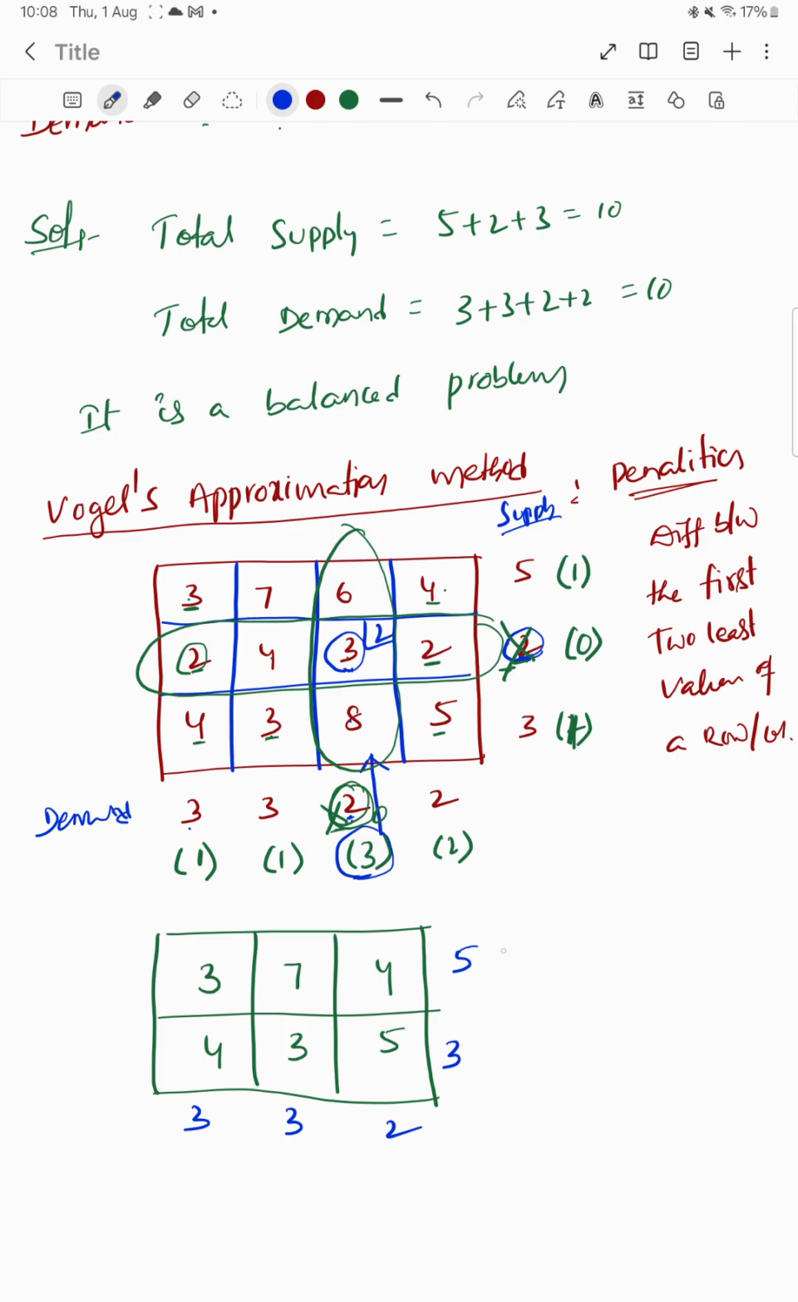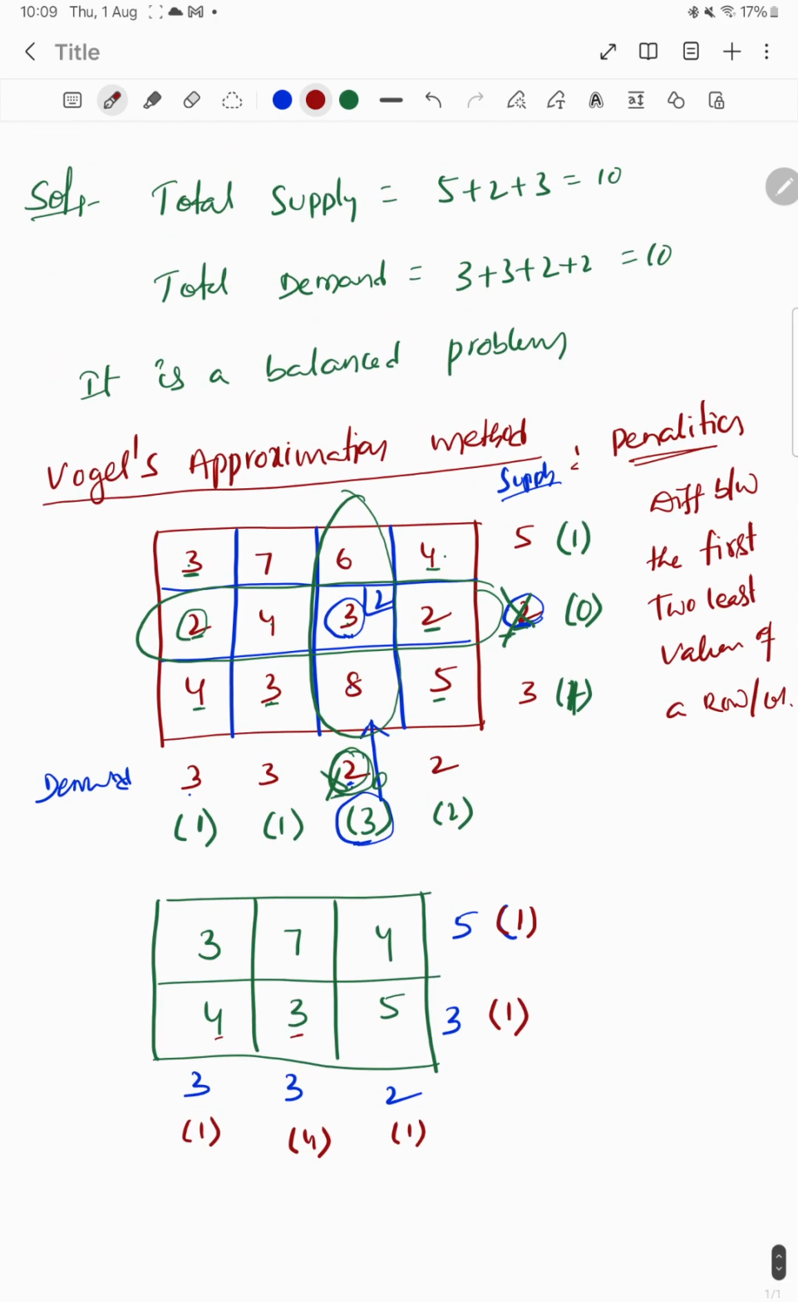Now again let's come to the first row. For the first row, what is the least value? 3. Next least is 4. Difference is 1. 1 is called penalty. And here it is 3, 4. Difference is 1. Similarly for the first column, this is 3, this is 4. Penalty is 1. And second column 3, 7. Difference is 4. 4 is the penalty. Here it is 1. Now we need to check the highest penalty.